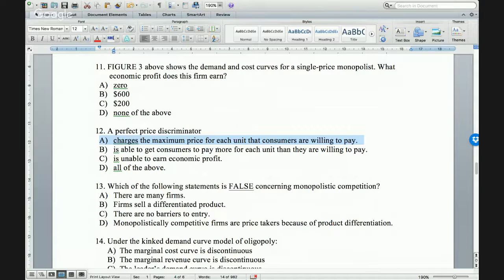Is able to get consumers to pay more each unit than they are willing to pay? No. An individual or a person has a maximum willingness to pay, and if they are not willing to pay more than that, they won't purchase the product. The firm may know a person's willingness to pay and charge them the higher amounts. So your answer there is A.